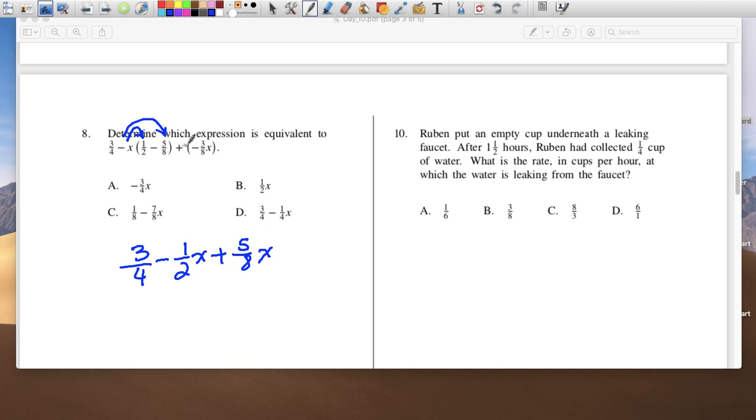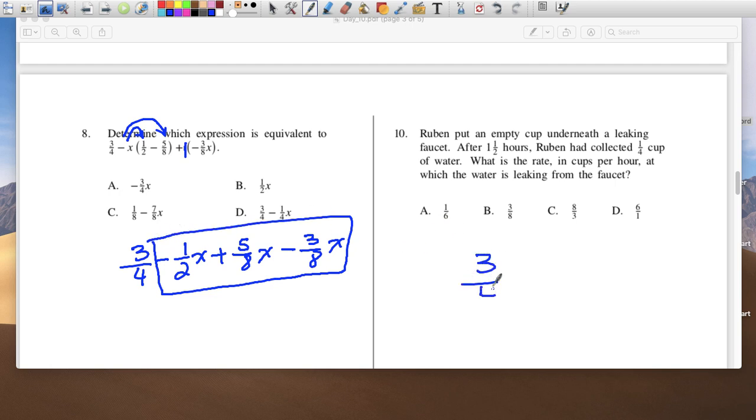And then plus, well, here we have a plus and a minus, right? Let me put a 1 there. What's a positive times a negative? It's a negative. And then 1 times 3/8x is going to be -3/8x. Can I combine like terms? Yes, I can combine these 3 guys over here. So the 3/4 is going to just hang out there, and then I'm going to combine half of x with plus 5/8x and minus 3/8x.